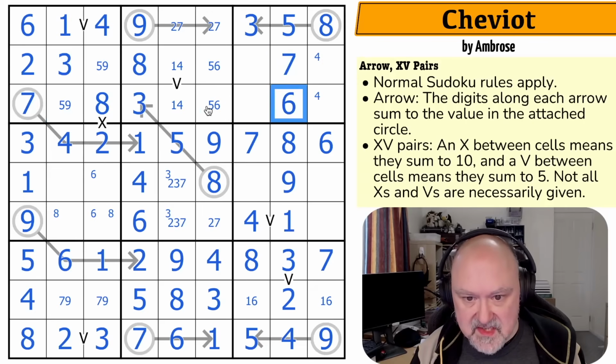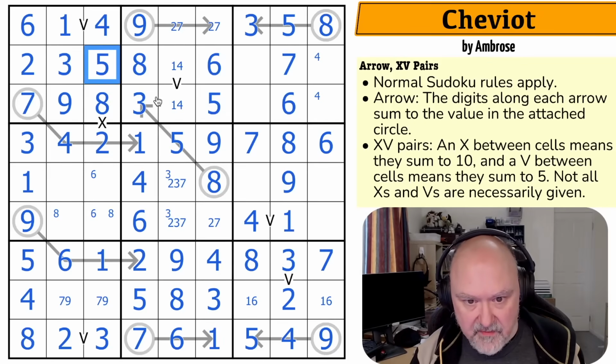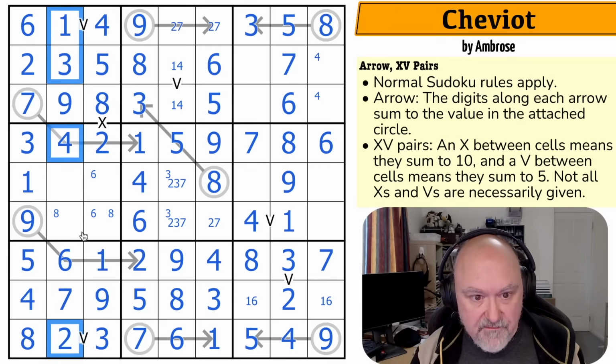The 6 looks back, making that the 5 and that the 6. The 5 looks across, making that the 9 and that the 5. The 9 looks down, making that the 7 and that the 9. 1, 2, 3, 4, 5.